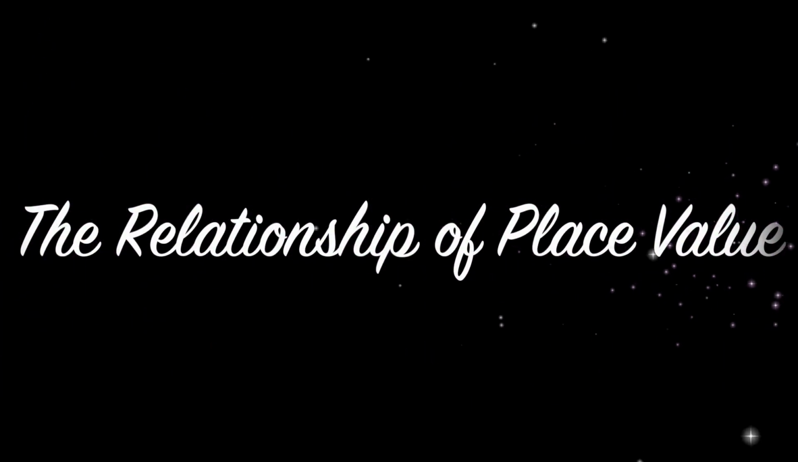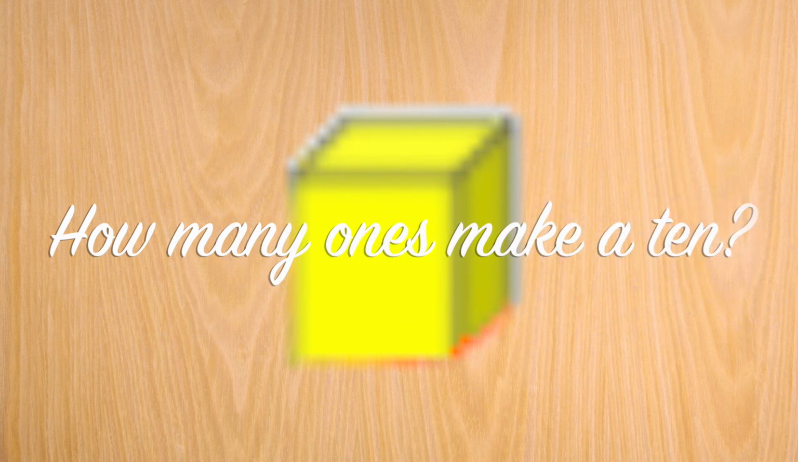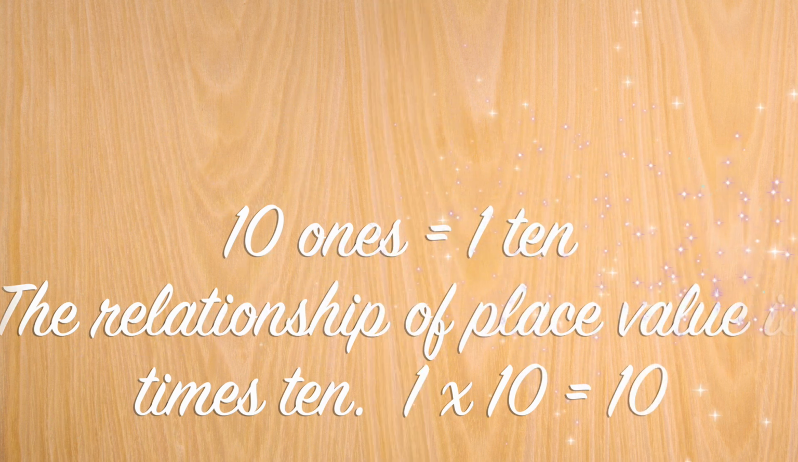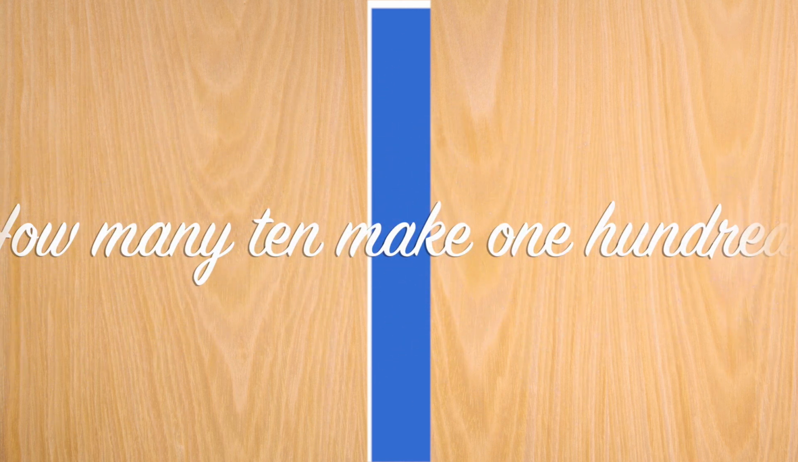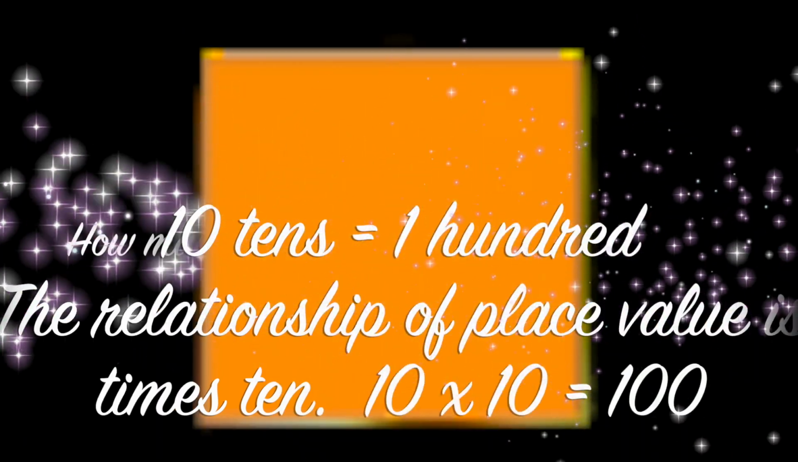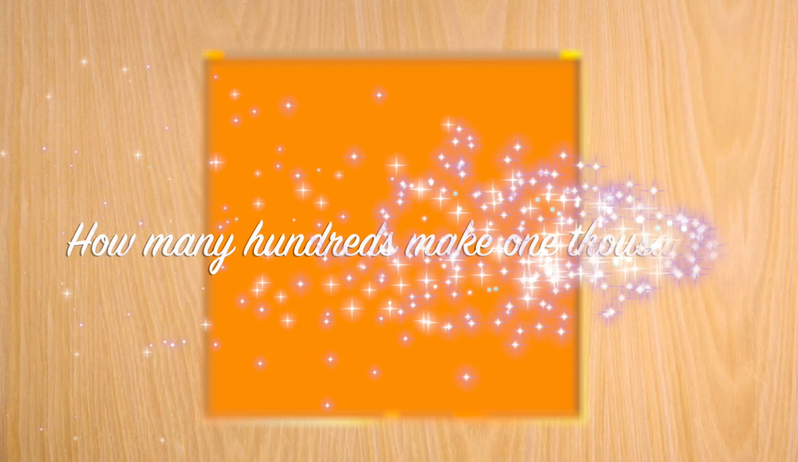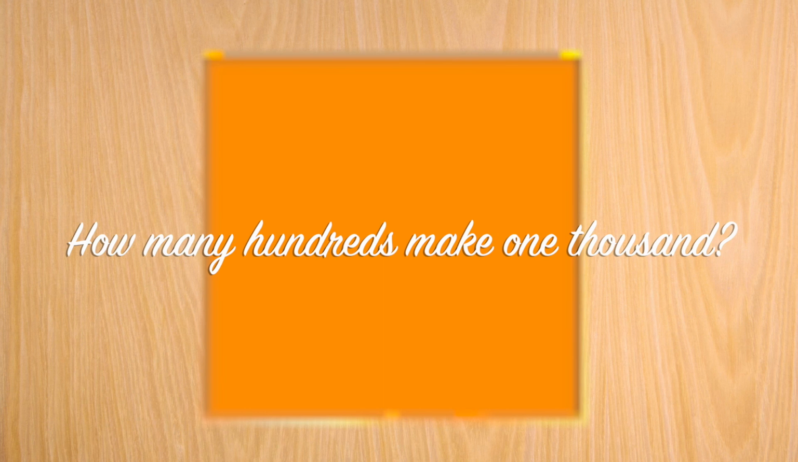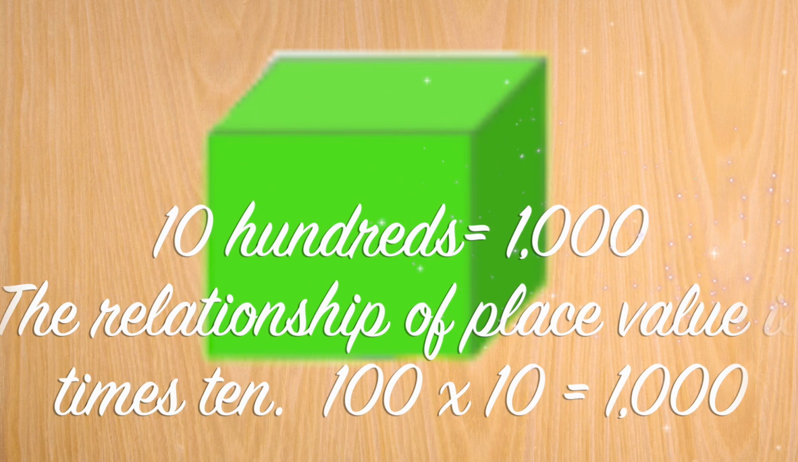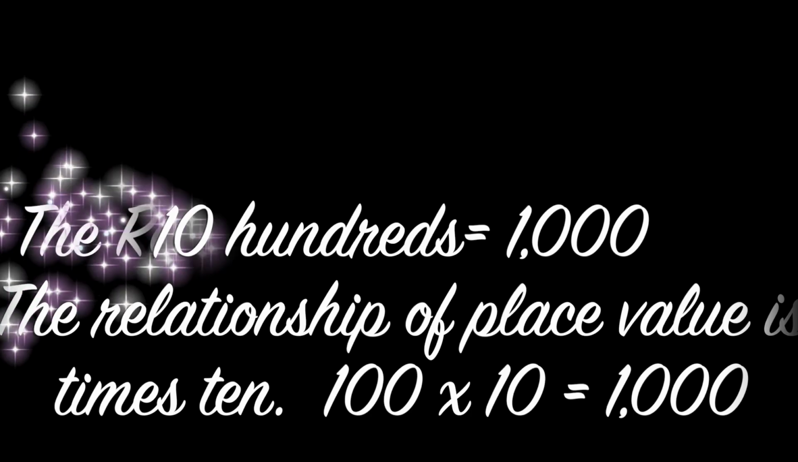The relationship of place value. How many ones make a 10? How many tens make 100? How many hundreds make 1,000? The relationship of place value is times 10. Let's see why.